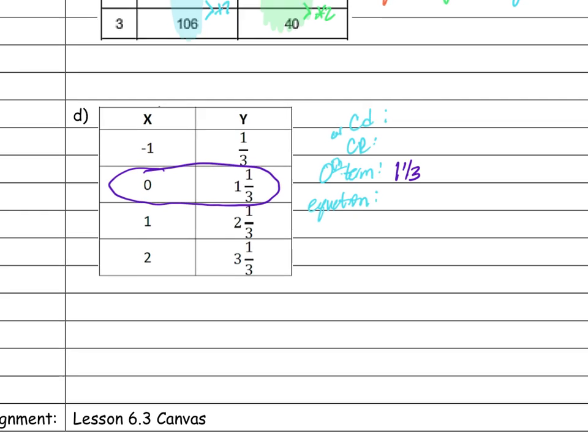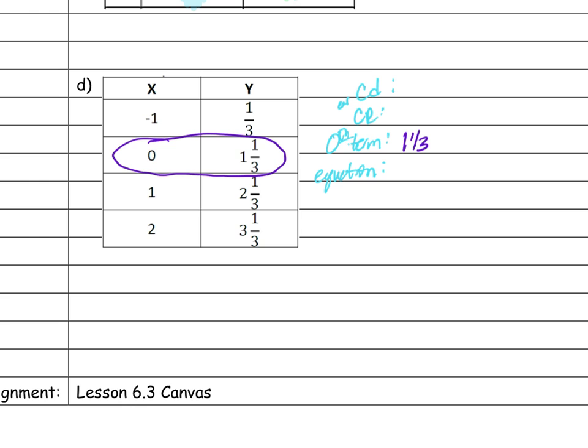So my main question, before I find out anything else, is how do I know which equation to use? I have two equations, y equals mx plus b, and y equals a times b to the x power. How do I know which one I'm going to use? That's my question to you guys. Does anybody know?